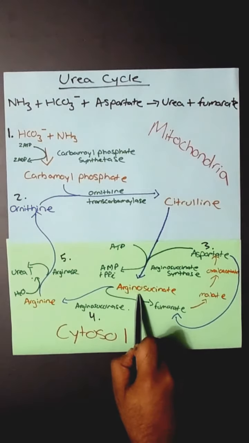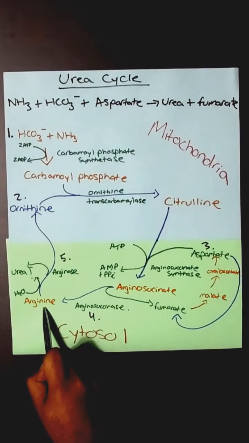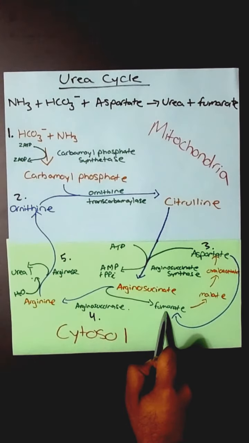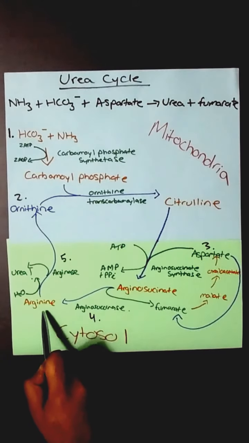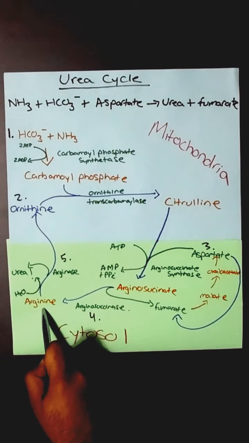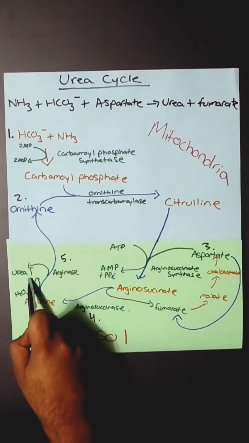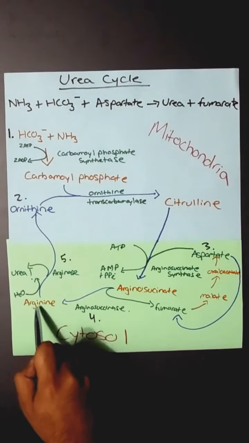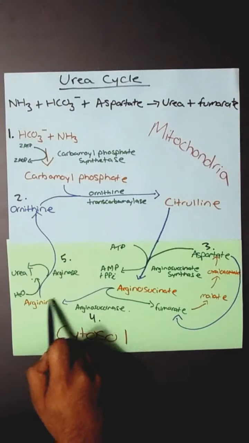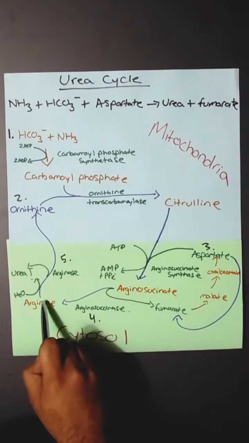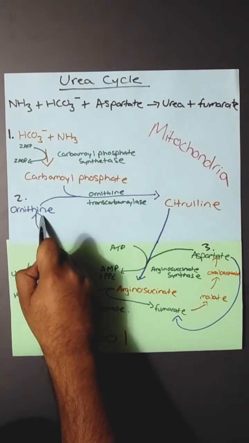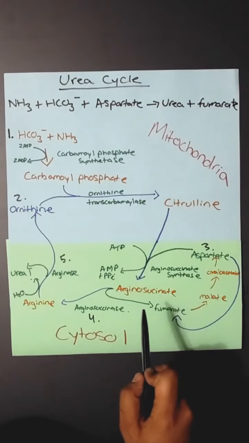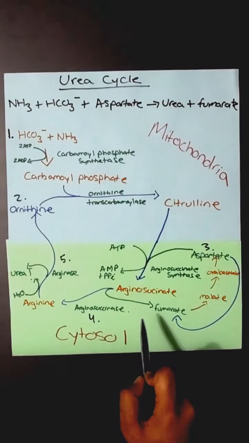Now, after the creation of arginosuccinate, it is cleaved to form arginine and fumarate, and this is done by the enzyme arginosuccinase. After arginine is formed, urea is released by hydrolyzing arginine using the enzyme arginase, and this regenerates ornithine, which goes back into the mitochondria and is used in subsequent steps in the urea cycle.